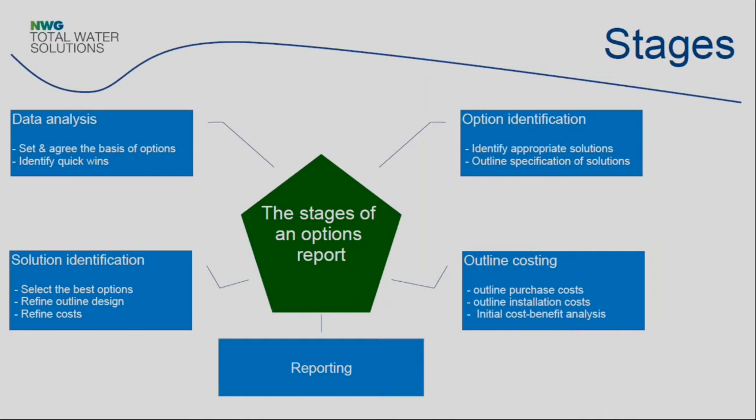So I jumped the gun a little bit in the previous comments. Once you've done the option identification, you can then start looking at the purchase costs, the installation costs, an initial cost benefit analysis. So it could be that some of the options, while they could do the job, might be very expensive and it might not be cost effective.